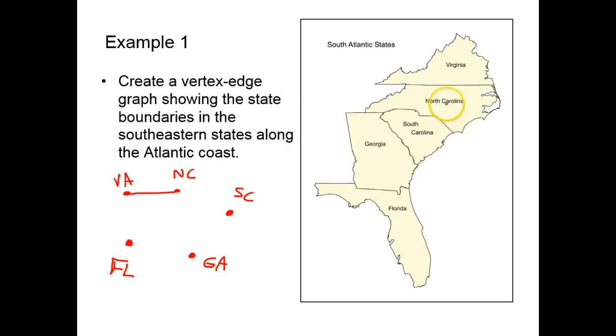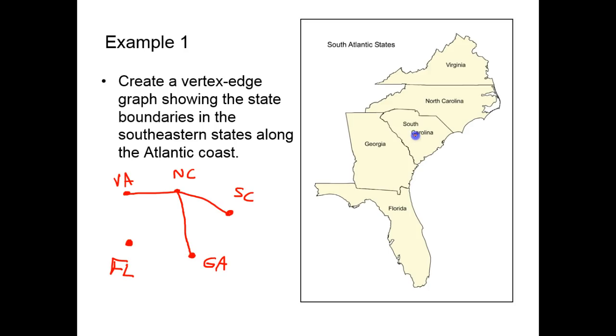Let's look at North Carolina. North Carolina, of course, shares a border with Virginia, but it also shares a border with South Carolina and Georgia. So we will make an edge between North Carolina and South Carolina, and between North Carolina and Georgia, representing that it shares a border with those two states.